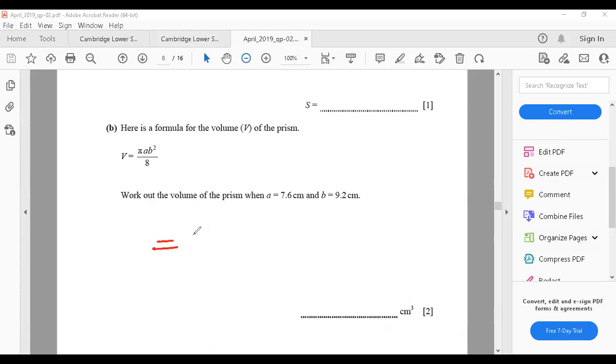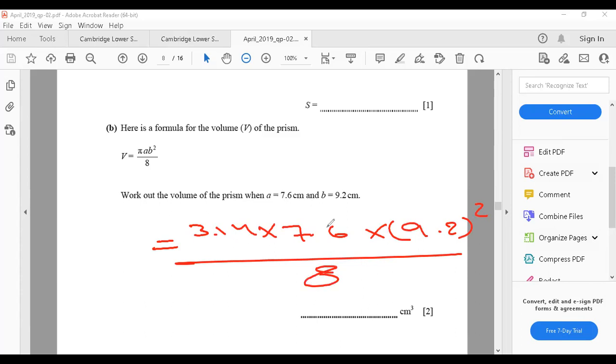So it will be pi. Pi, we know that, put in the calculator, or we can write 3.14, multiply by A, which represented 7.6, multiply by B, which represented 9.2, all power 2. This is all divided by 8.